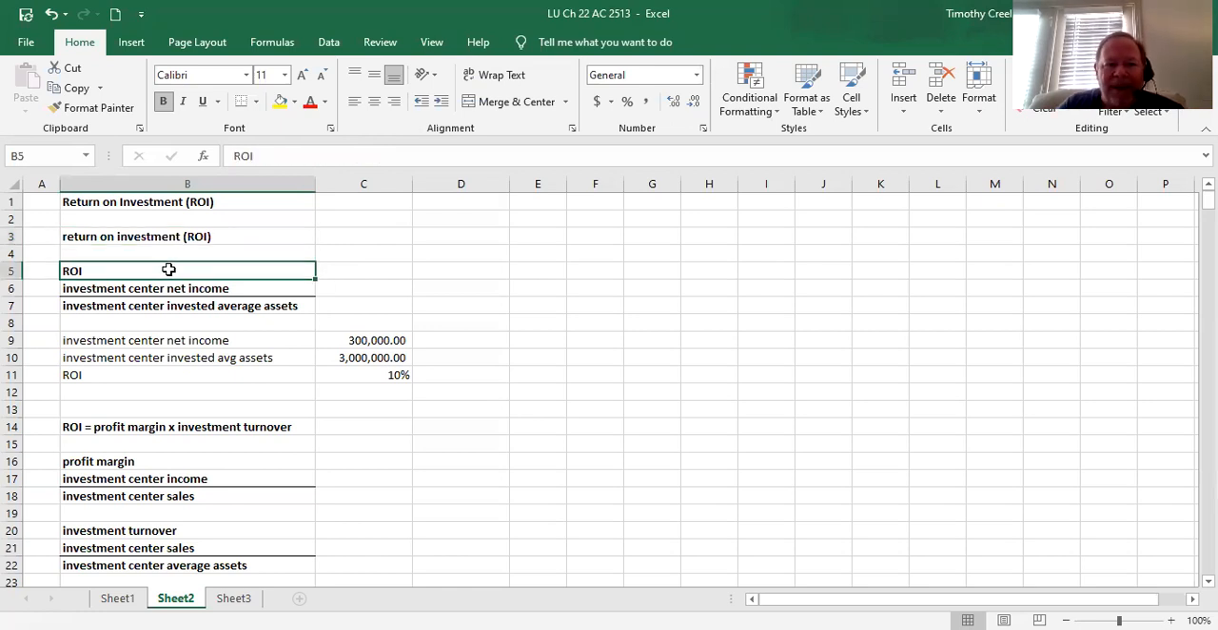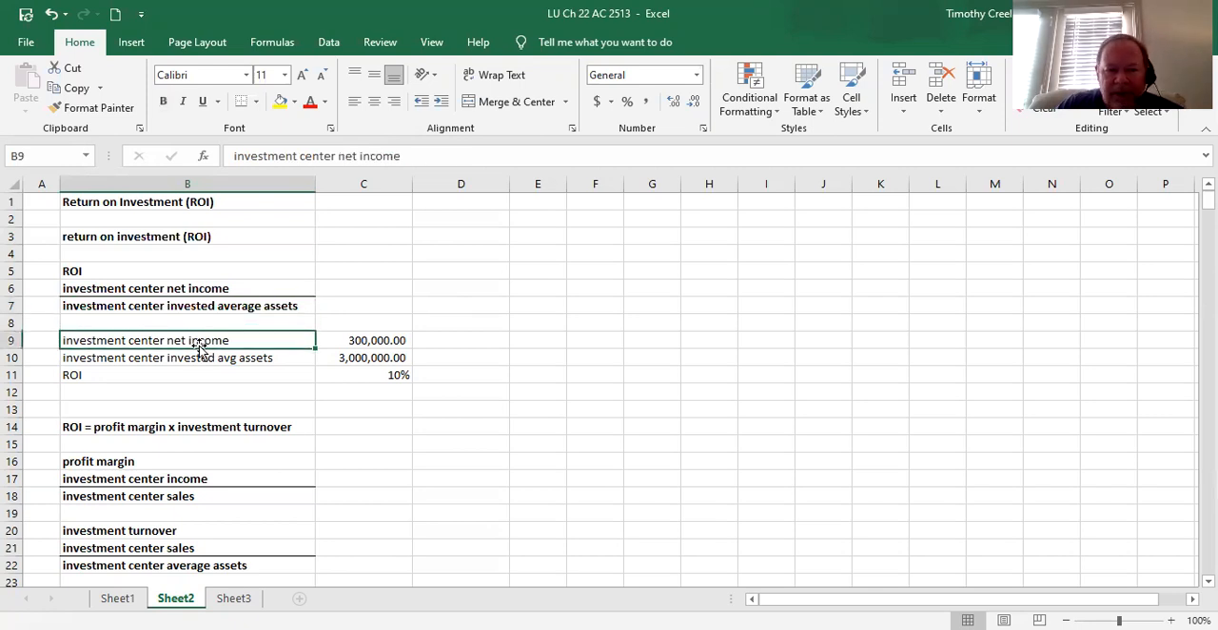So a basic formula for ROI would be investment center net income divided by investment center average assets. Now, another way to think about it is the net income of that part of your company that's generated divided by basically the investment in assets for that part of your company. Now, it is an average. So if you have a change in assets over the year, you would basically take the beginning plus the end, add them together and divide by two. So whatever assets they had at the beginning of the year, plus whatever assets they have at the end of the year, add them together, divide by two.